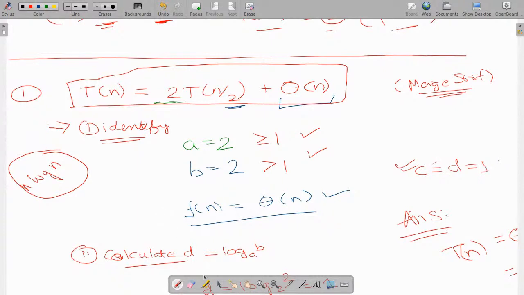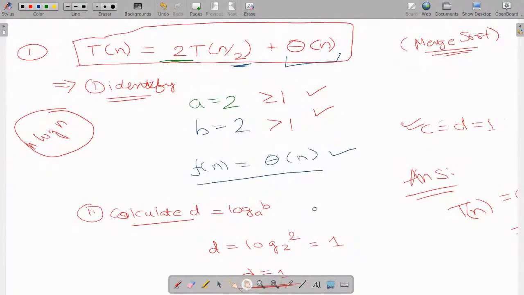Okay, I think everybody understood master theorem and how it is useful. Should we move on to another example, or should we proceed with the next topic?